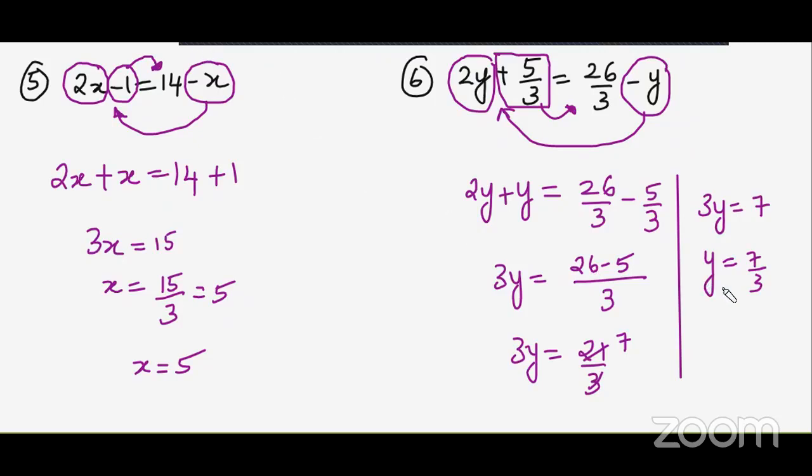Right? Again, what did we do? 26 minus 5, common denominator is there. Therefore, 26 minus 5, the whole divided by 3. 26 minus 5 is 21 by 3. I can further simplify it here itself. So 21 divided by 3 will become 7. Right? So 3y equals to 7. So y equals to 7 by 3. Correct? Let's take the next one.